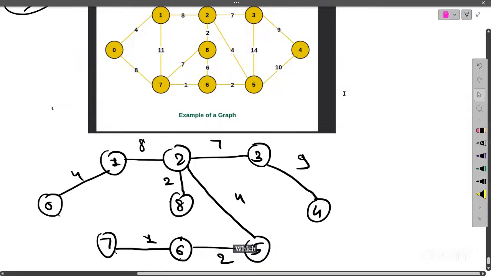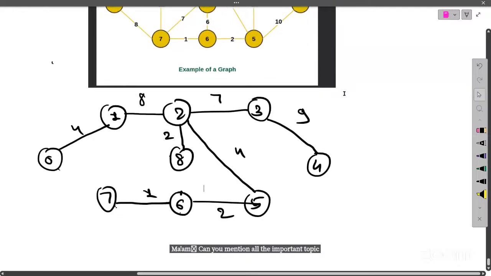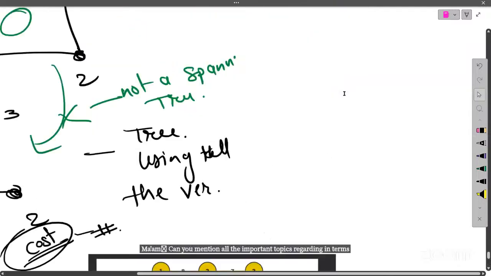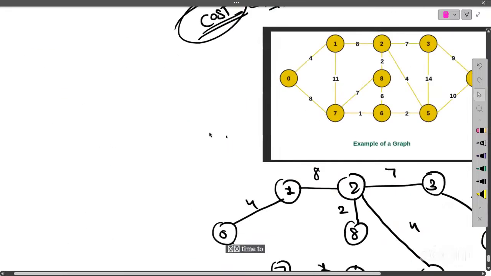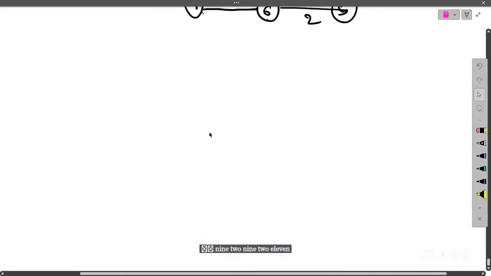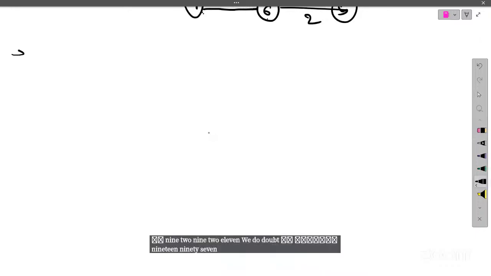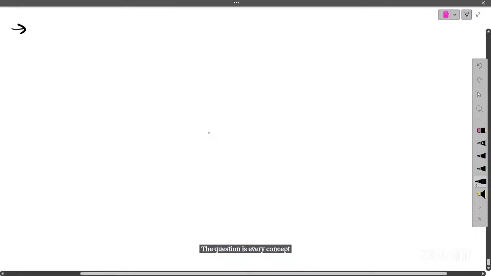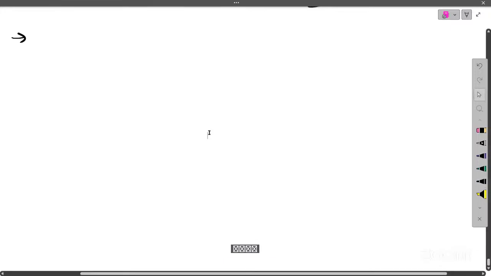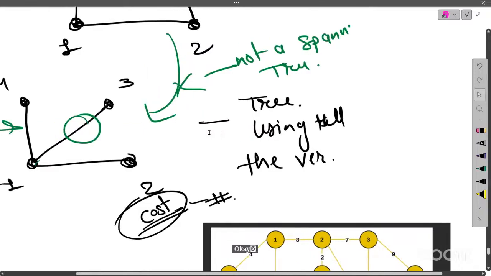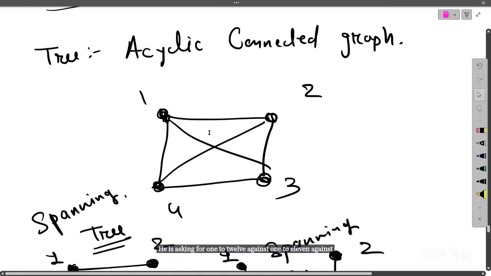Ma'am, can you mention all the important topics regarding the exam for week 9 to 12? 9 to 11, we don't have week 12. So the question is heavily conceptual, every concept related. Yeah, week 1 to 9. He is asking for 1 to 12, I guess. 1 to 11, I guess.